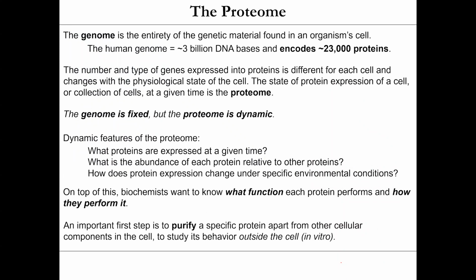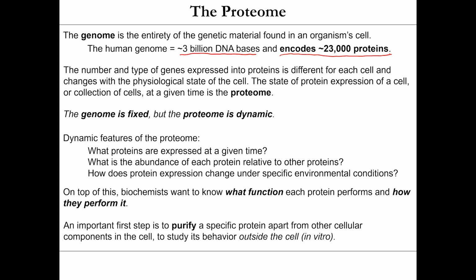All right, so we'll start off today with a quick discussion on what the proteome is. So you've probably heard the term the genome. The genome is the entirety of the genetic material that's found in an organism's cell. So the human genome has about 3 billion DNA bases, and that encodes about 23,000 different proteins.